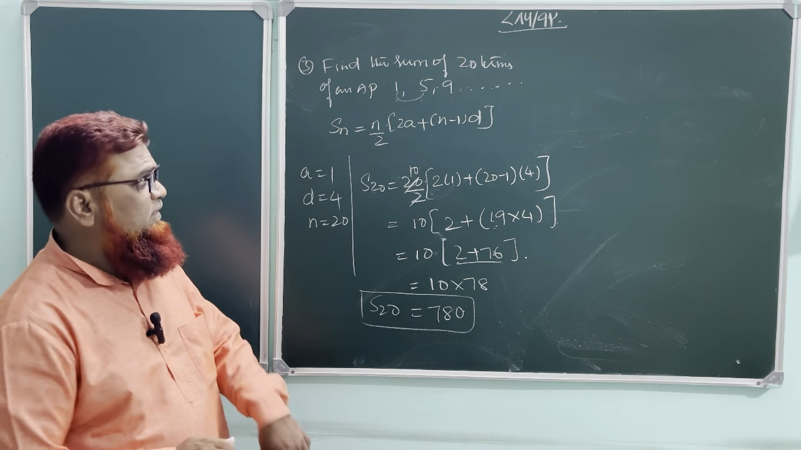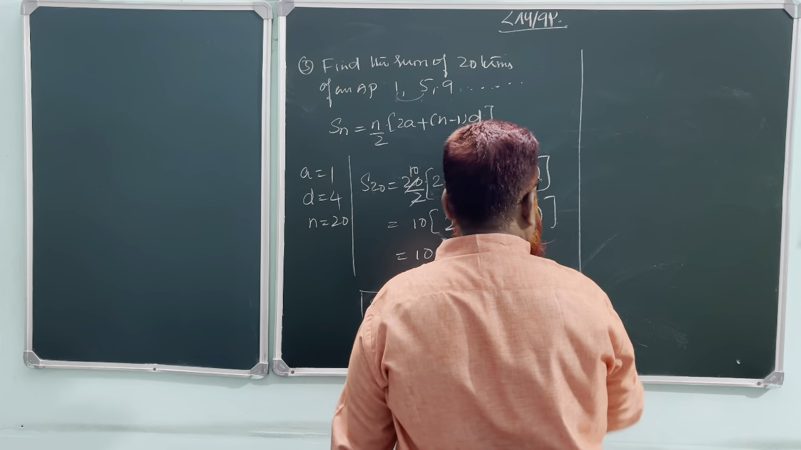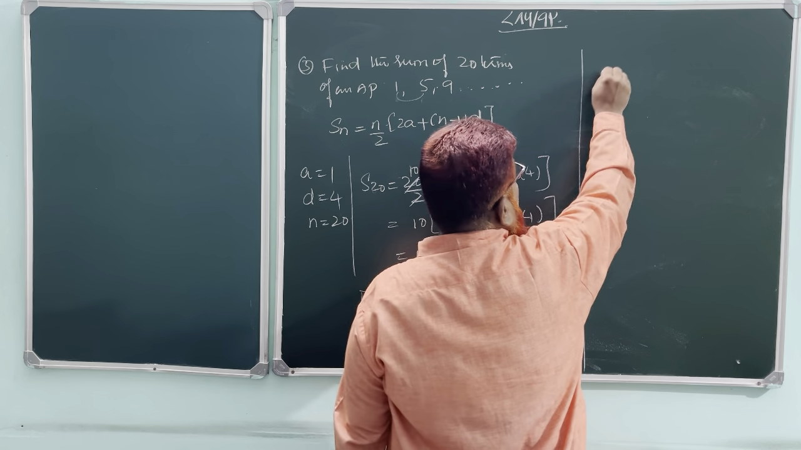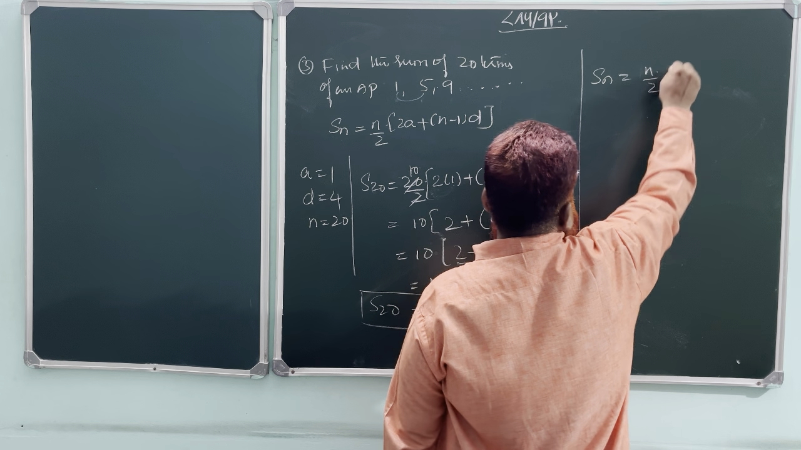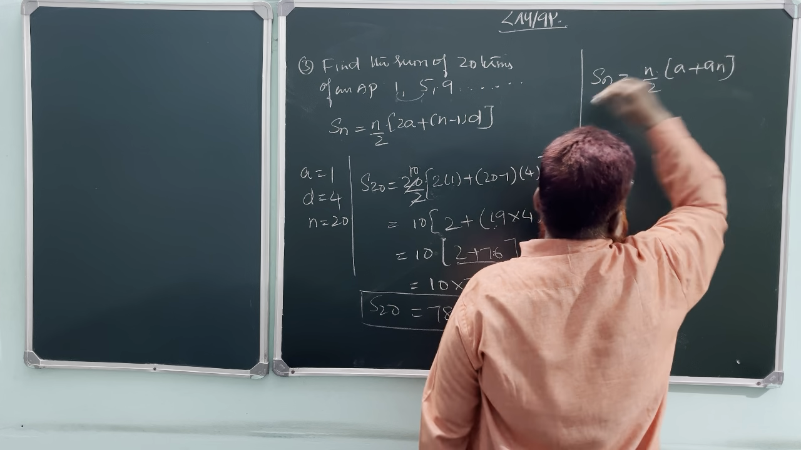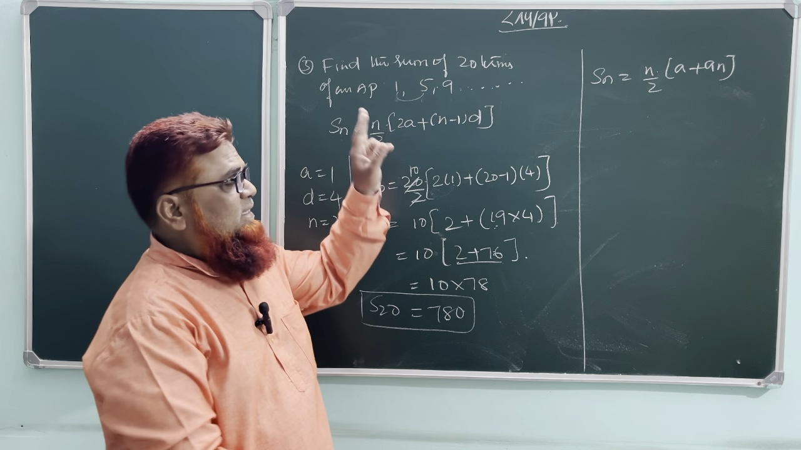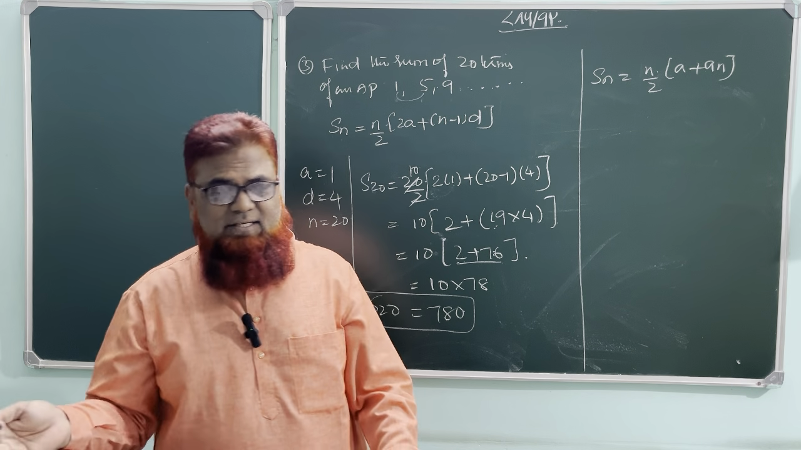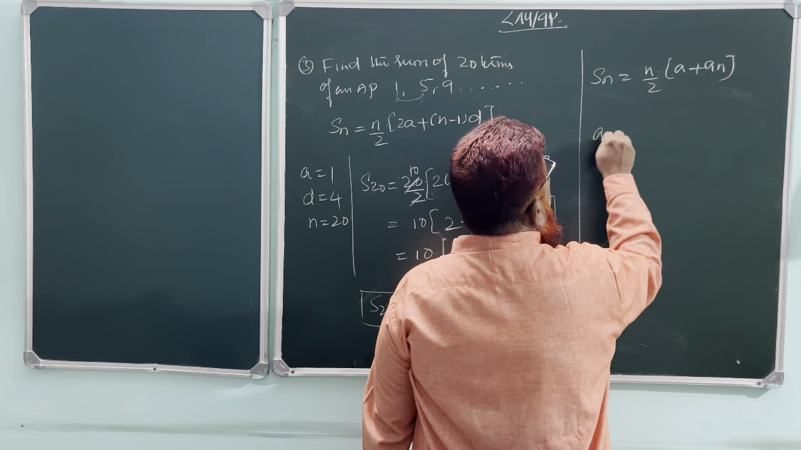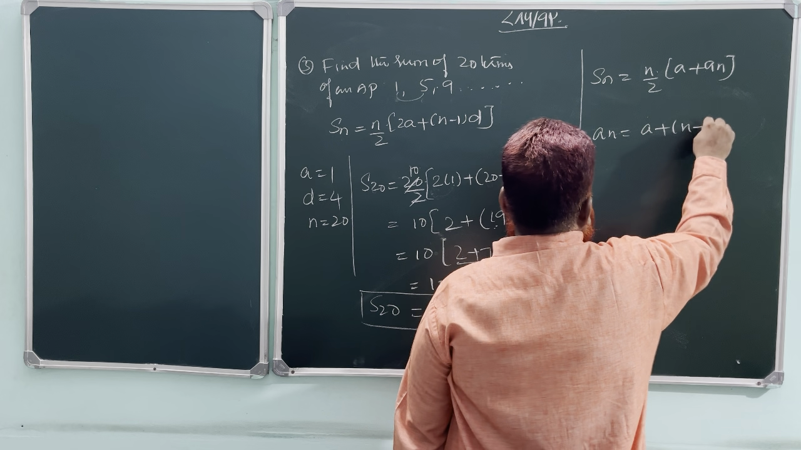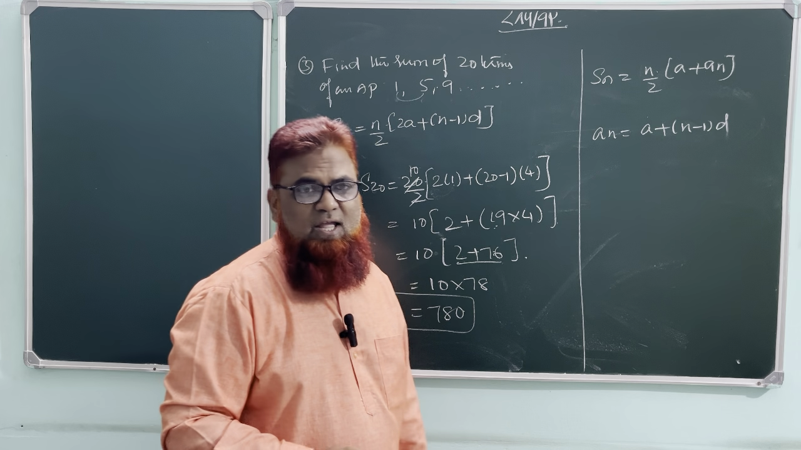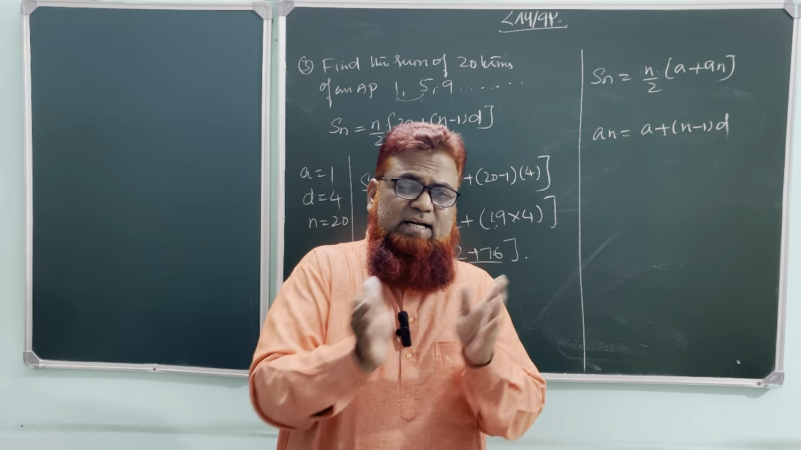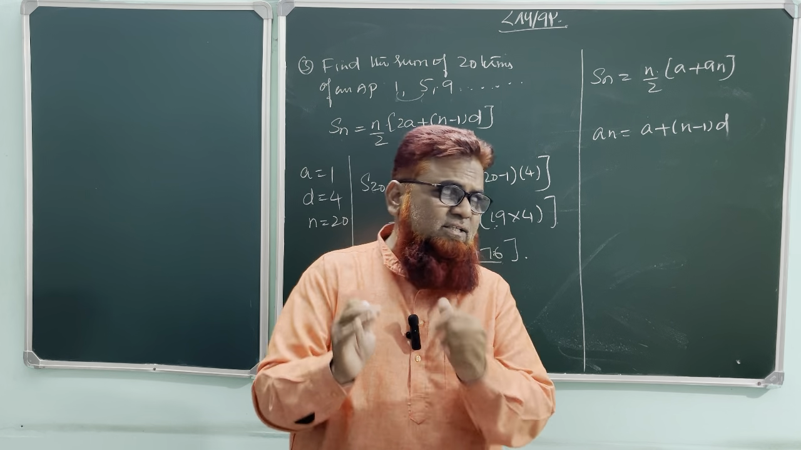Isn't it? The other thing is that, what? The other formula, an alternative method, I am showing. Please pay attention now. Sn is equal to n by 2 into (a plus an). That is n by 2, total number of terms, by 2 into the first term plus the last term. What is the last term? Find it. an is equal to a plus (n minus 1) into d. Assume that 20 terms means first to 20. That 20 is the last term.